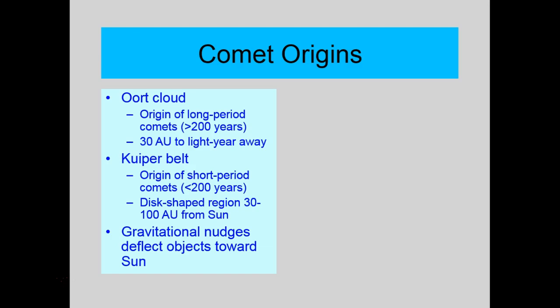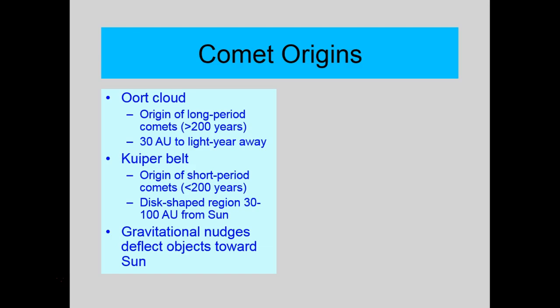This is the origin of the long period comets, those that are greater than 200 years in their traveling around the sun. Now, comets have incredibly elliptical orbits, meaning sometimes they come fairly close to the sun, but most of the time they're way, way, way far from the sun. And they take about 200 years to make one orbit, greater than 200 years, if they come from the Oort cloud.